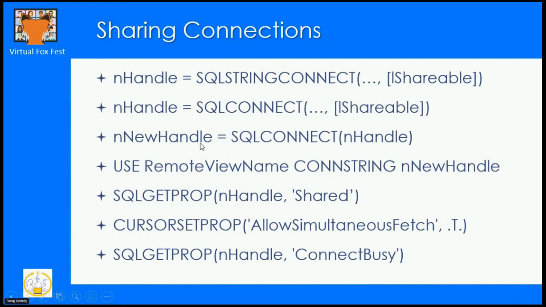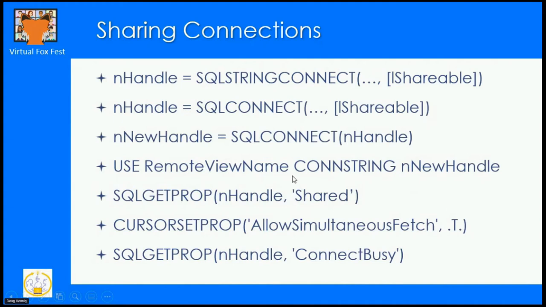Internally, the handles that we get in FoxPro are numeric values. The first one you make is a 1, the second one's a 2, and so on. So you'll get a new numeric value here. Internally, Visual FoxPro has connection handles and statement handles. I go into more detail about that in the white paper, so I'm not going to talk about it much here. But what's happening here is that we're getting a new handle that we can use for our queries, but internally it's a shared connection, so it's not really making a new connection to the database.